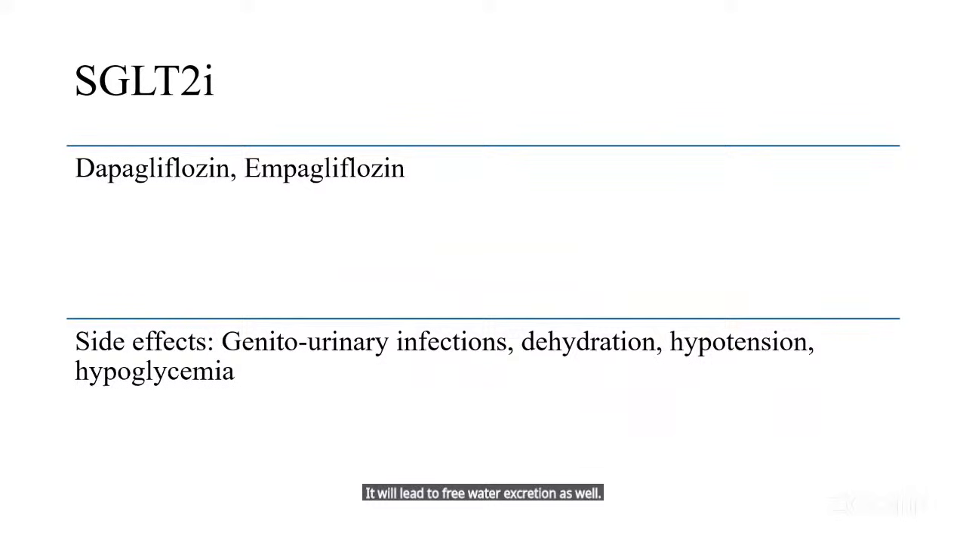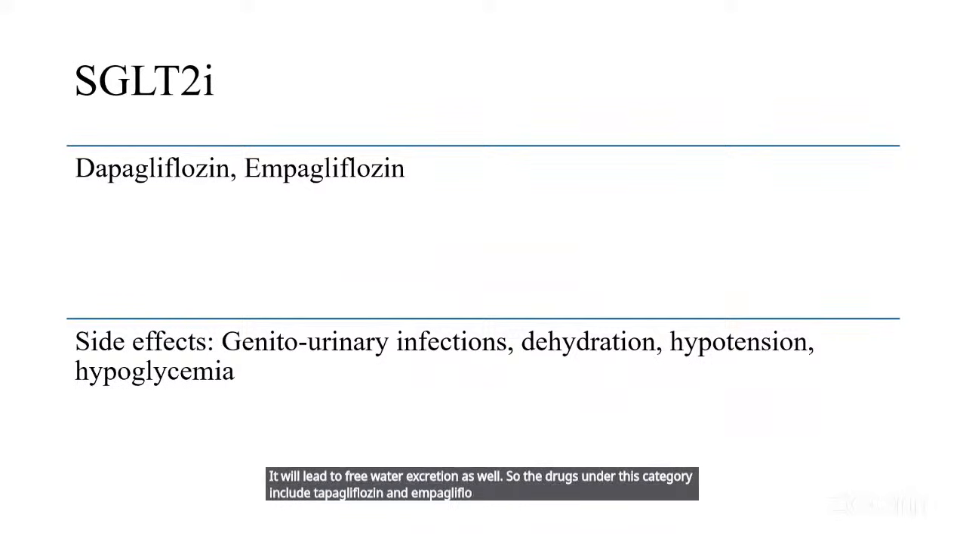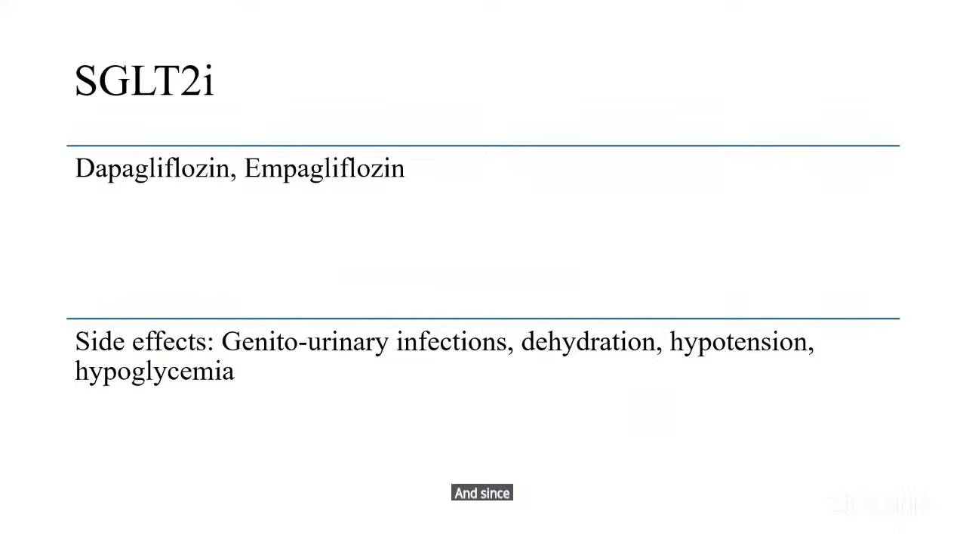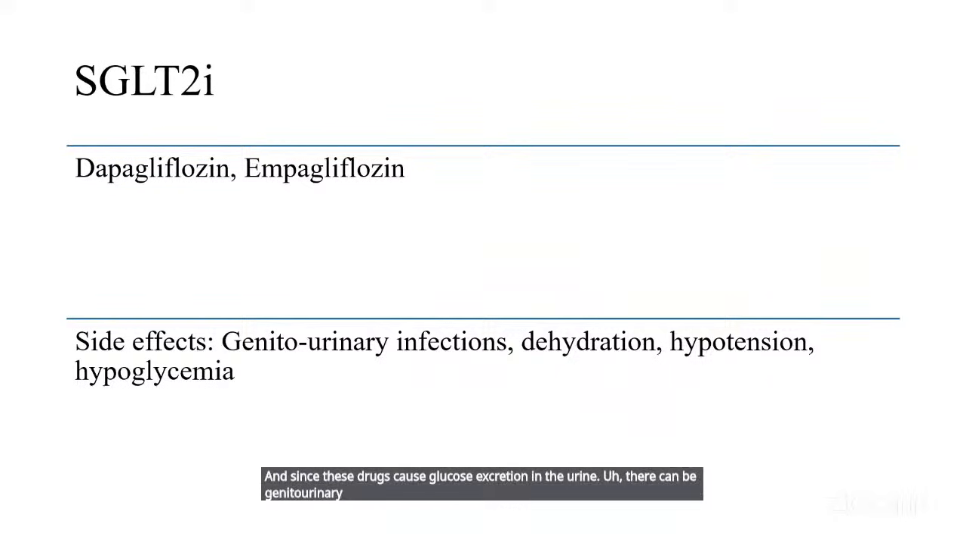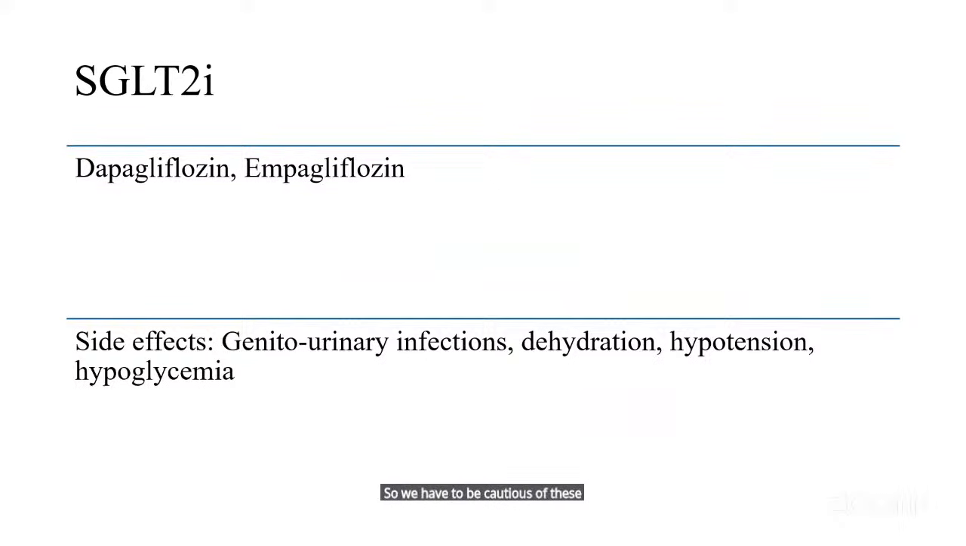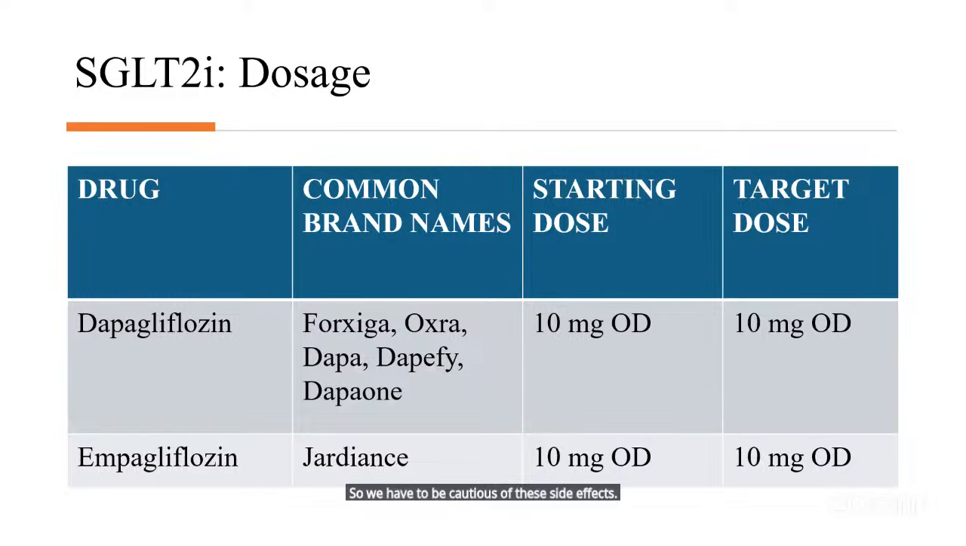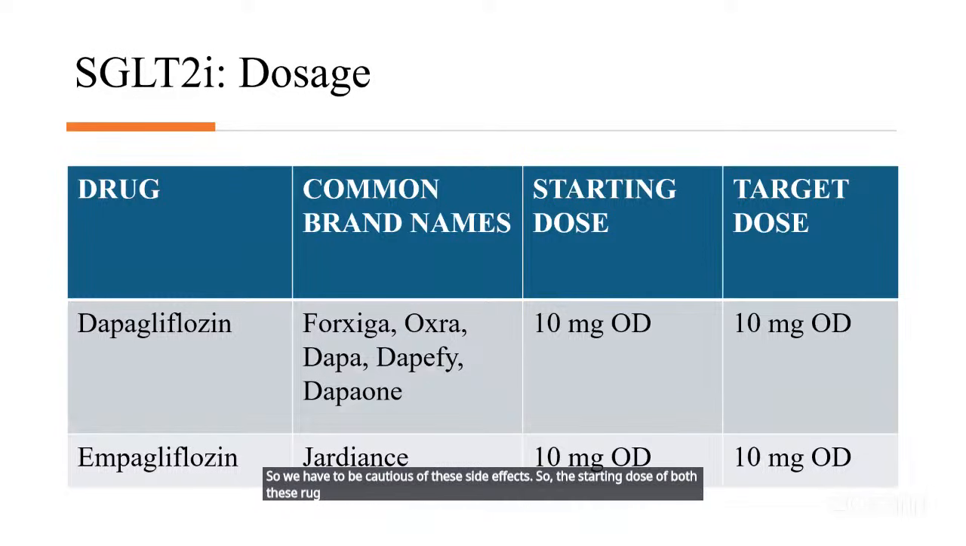So the drugs under this category include dapagliflozin and empagliflozin. And since these drugs cause glucose excretion in the urine, there can be genitourinary infections, dehydration, hypotension, and even hypoglycemia. So we have to be cautious of these side effects. So the starting dose of both these drugs is 10 milligram OD.